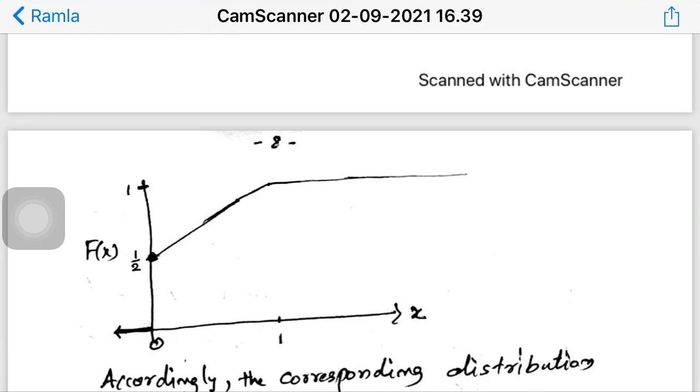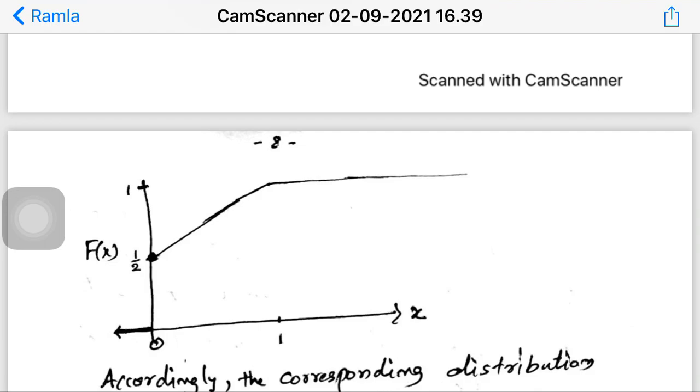Why not discrete? If it is discrete, you should have a step function, but here it is not a step function. And what kind of random variable is this? It is neither continuous nor discrete. Such a distribution is called a mixture of distributions.